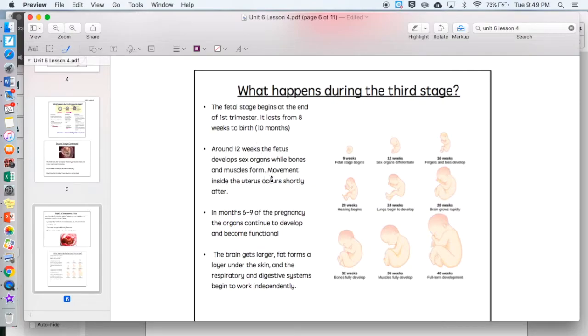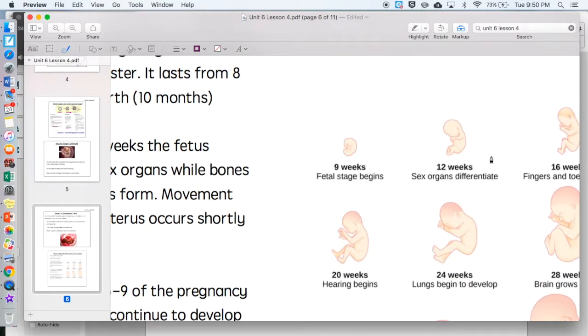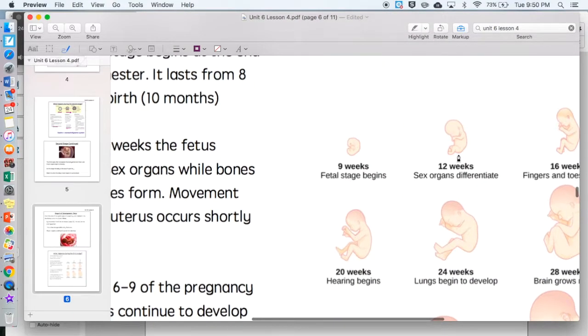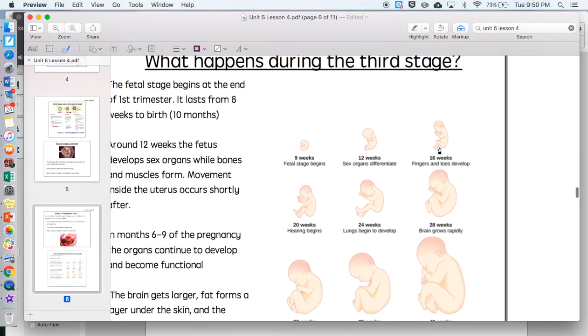Around 12 weeks, the fetus develops sex organs while bones and muscles form. Movement inside the uterus occurs shortly after. So that's movement inside the uterus is what a mother could possibly feel after about 12 weeks. So 9 weeks, the fetal stage begins. You can see it's a little teeny thing right there. 12 weeks, we have our sex organs differentiate, the external organs.